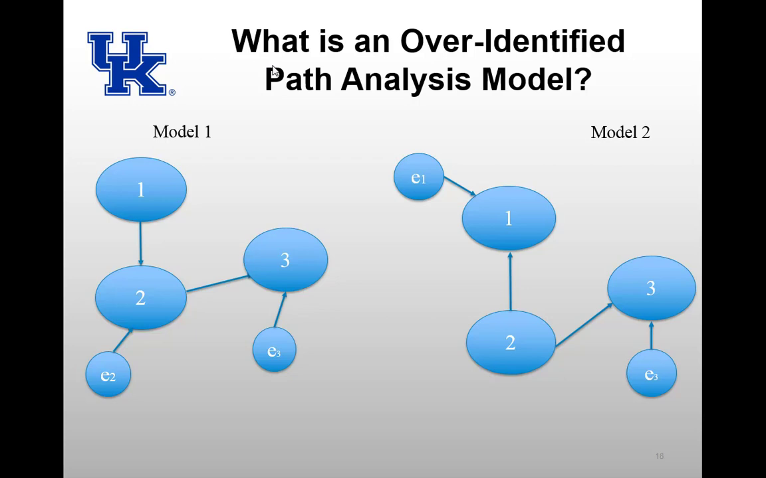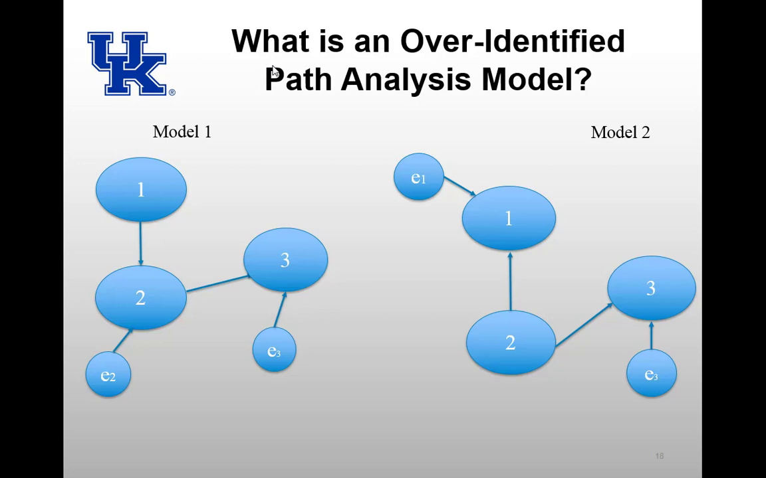Now, in the second model, a slight change. Here, 2 becomes the exogenous variable, directly predicting 1 and 3. But again, we see there's zero relationship between 1 and 3, which is ridiculous in practice.